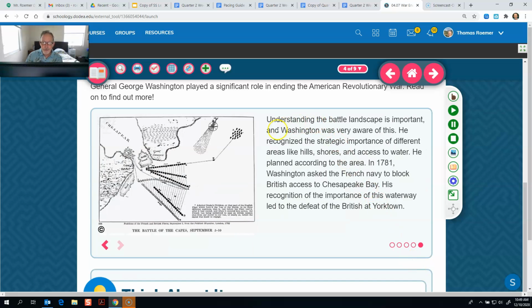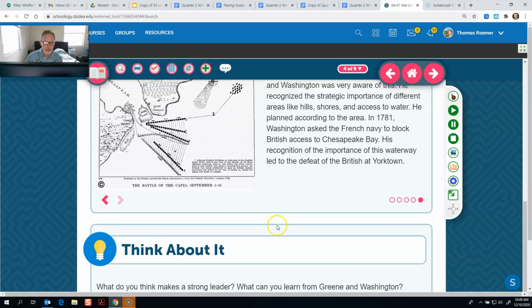Now Washington was very good at recognizing battle plans. Right here you can see that he asked the French Navy to block the British access to the Chesapeake Bay. So he's got a whole plan drawn out here. Here's the incoming people, and he's got a whole plan drawn out. And that comes with experience.